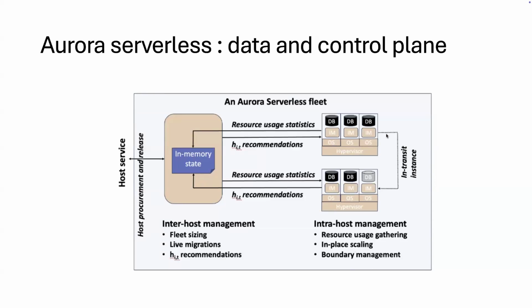And as you can see here in the diagram, there is an in-transit instance also happening. So basically this particular instance is getting migrated to another one based on the usage. And the fleet manager is also collecting the resource usage statistics from each of the hosts here, and it's providing the heat recommendations to it. For state management, or basically for storing all these different data points, they are using in-memory state. They haven't described anything more about what kind of in-memory state they are using in this paper. Everywhere they have just mentioned that in-memory state is being used.